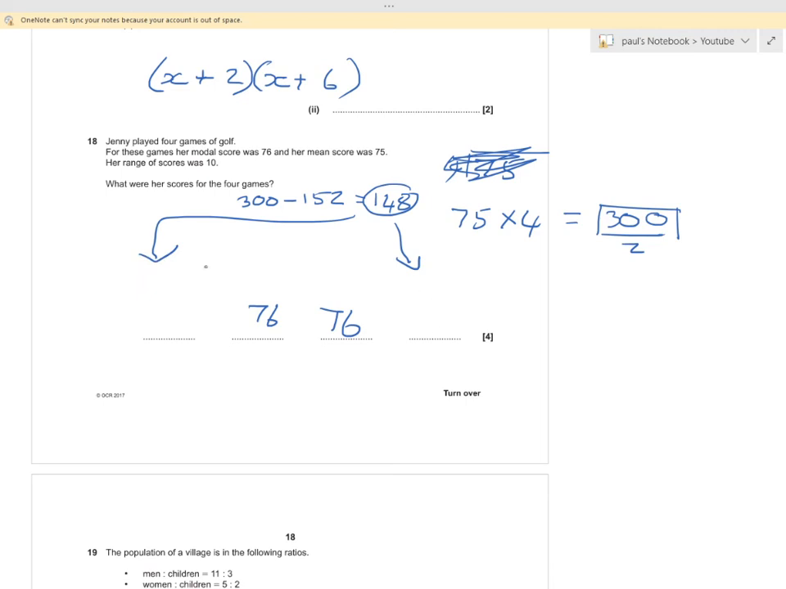So 148 must be shared out between these two. And this one's got to be 10 times bigger than that one. So half of 148 is 74. So if we go down 5 and up 5 gives us 79, and down 5 gives us 69. So 69 and 79 make 148. Yeah? Oh, happy with that.